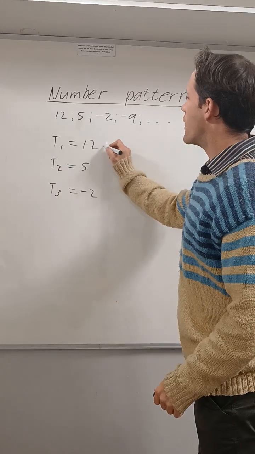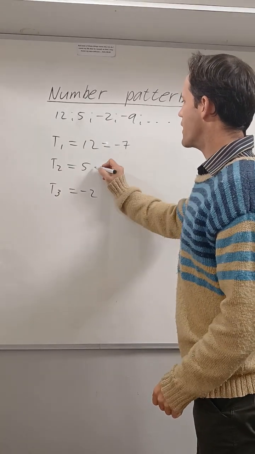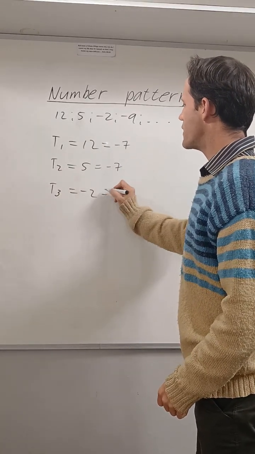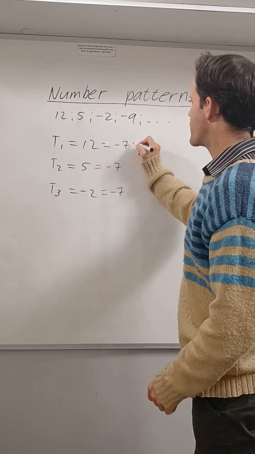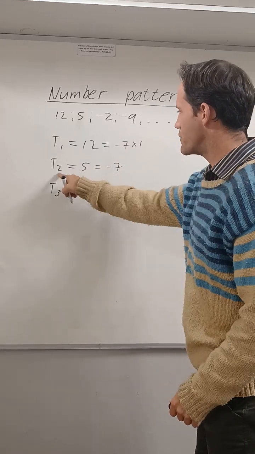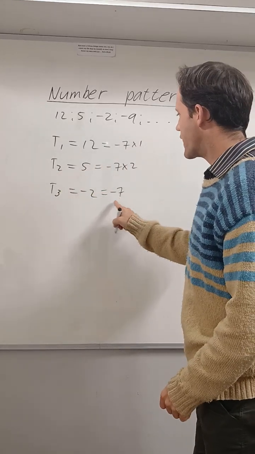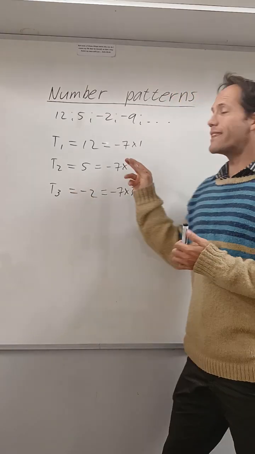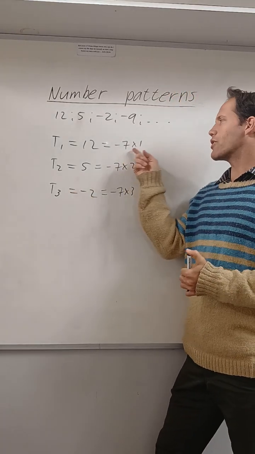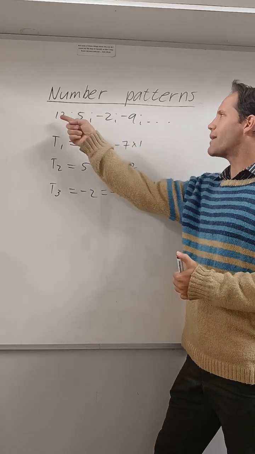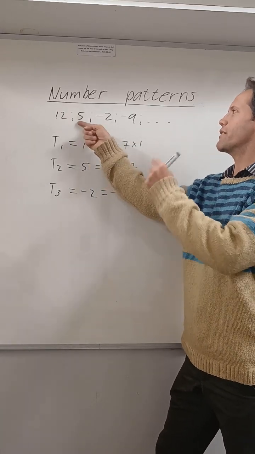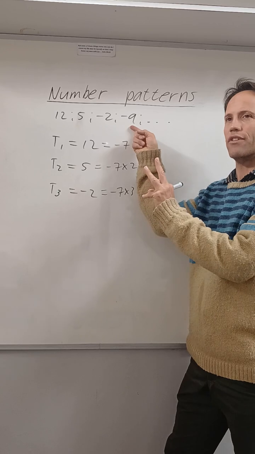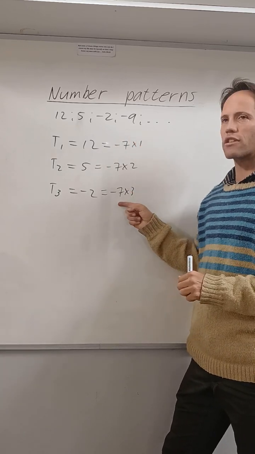Because I'm multiplying by negative 7 every time. Multiply by negative 7. That's how you start. Negative 7 times 1. Negative 7 times 2, because it's term 2. Negative 7 times 3 for term 3. I have to start by taking the difference and multiply it by the term number. Because every time I add another 7, minus another 7, minus another 7. Okay? That's why we start like that.